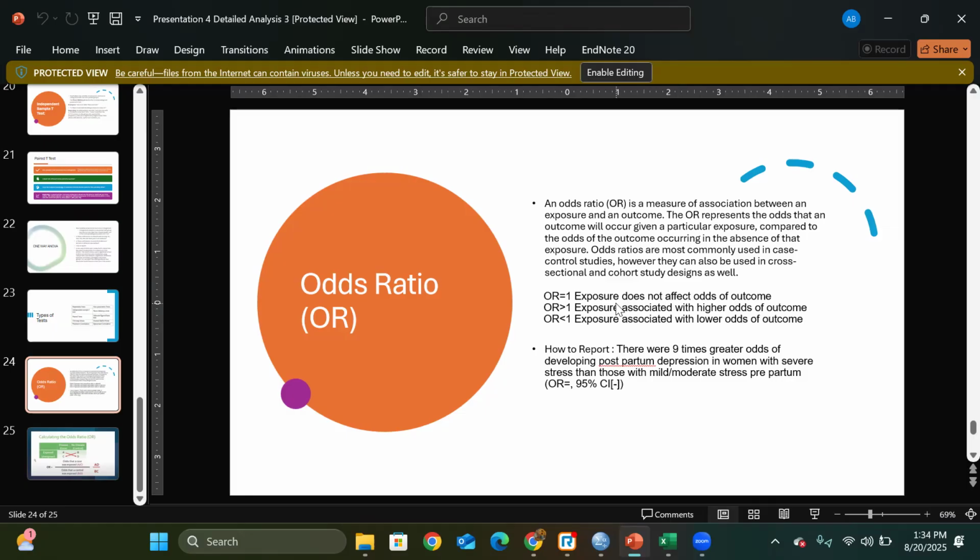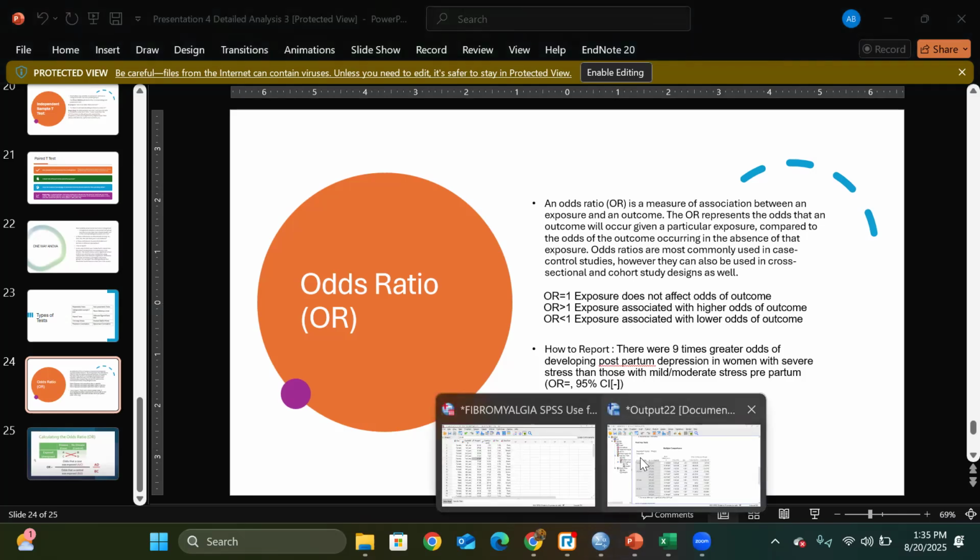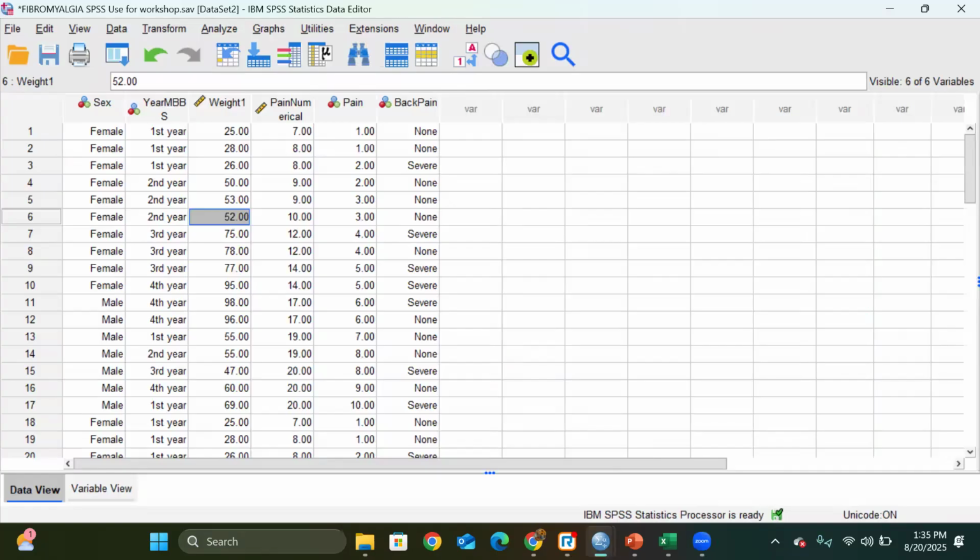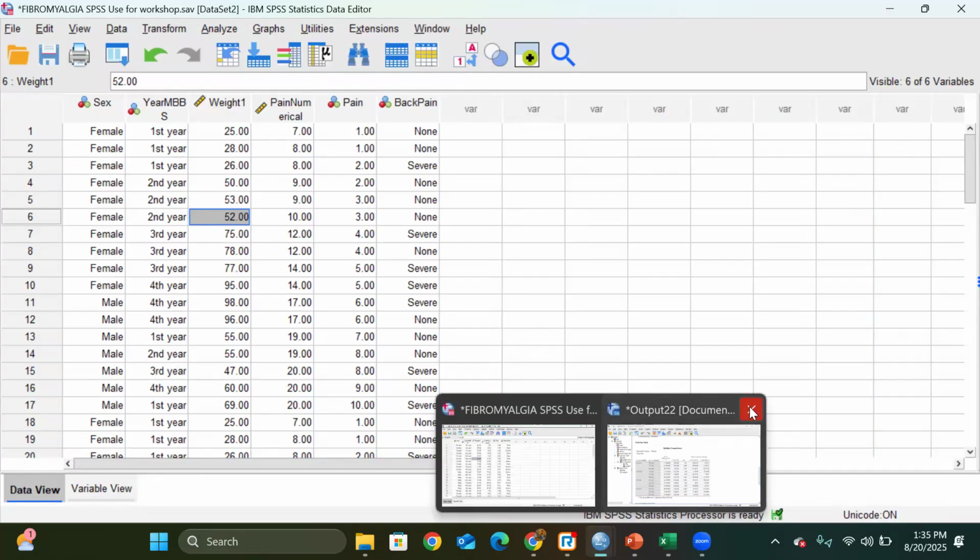For example, if our odds ratio between smoking and cancer comes out to be 1, that would mean there is no relation between smoking and lung cancer. If it comes out more than 1, that means it has this many times more chance of getting lung cancer. And if it is lower than 1, that means it has less than that chance. Okay, so let us run the test again for odds ratio.